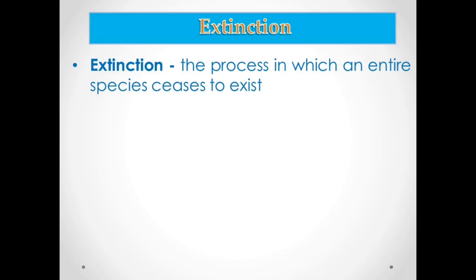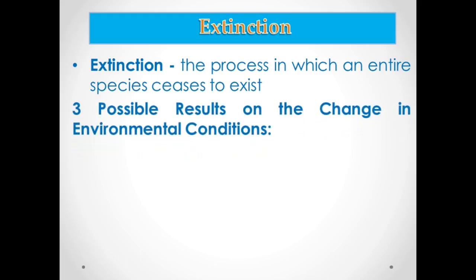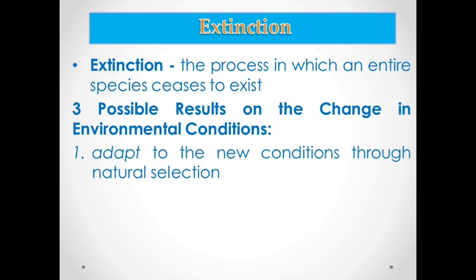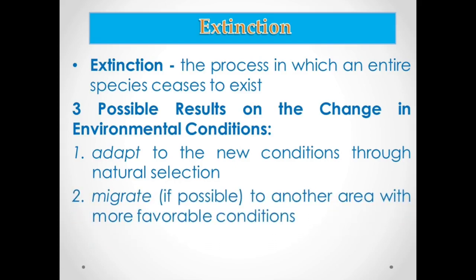When environmental conditions change dramatically or rapidly, a population of a species faces three possible futures. Okay, if there is a change in environmental conditions, number one, the species could adapt to new conditions through natural selection. It could migrate, if possible, to another area with more favorable conditions, or it could become extinct.